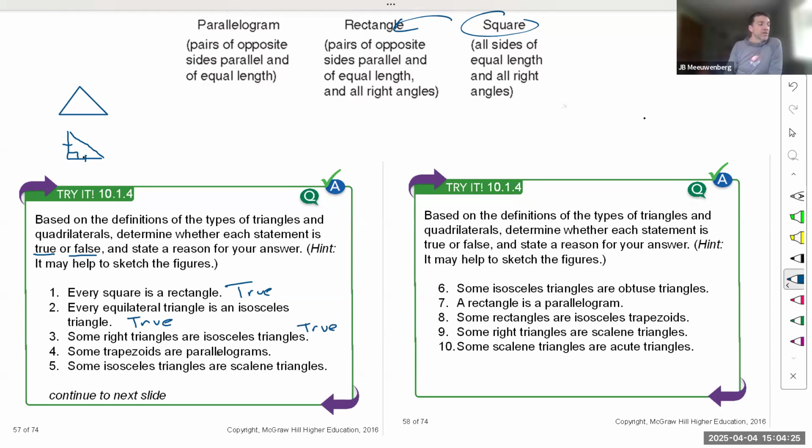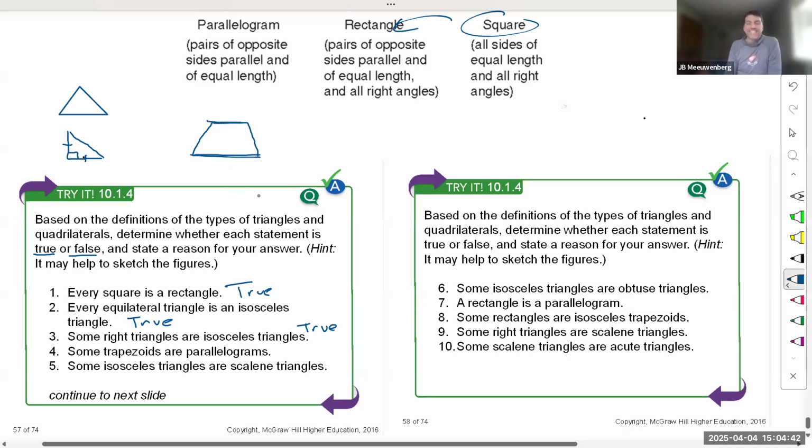Number 4, some trapezoids are parallelograms. Trapezoids have to have exactly one pair of parallel sides. So these sides are parallel, but it said it could only have one pair. It had exactly one. Parallelograms have 2 sets of parallel sides. A trapezoid only has 1. So that is a false statement.